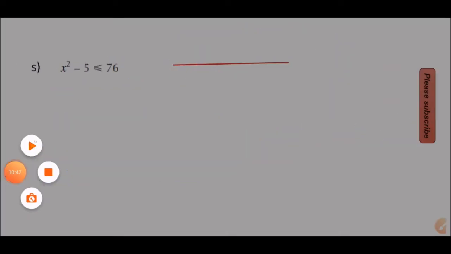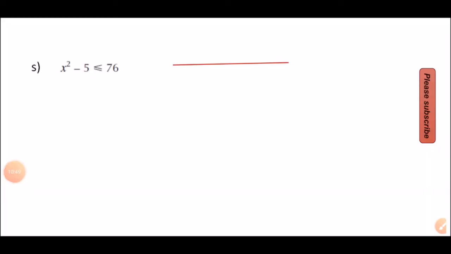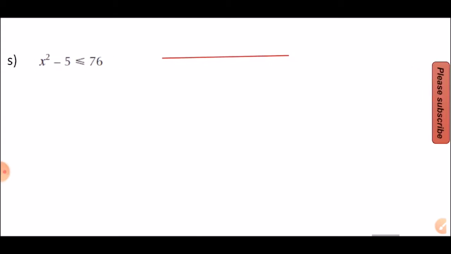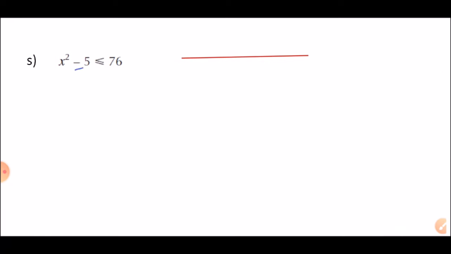So question S, to find the solution we have to try and get the x on its own, so that means get rid of the negative 5 here. So how do you do that? We have to add 5 to both sides. On the left hand side, the minus 5 and the plus 5 cancel out, then we're just left with x squared, and on the right hand side we've got 76 add 5 which is 81, and then just copy the sign down. So we want to find the square root of 81.